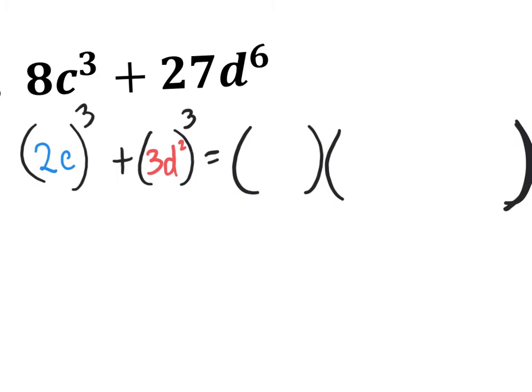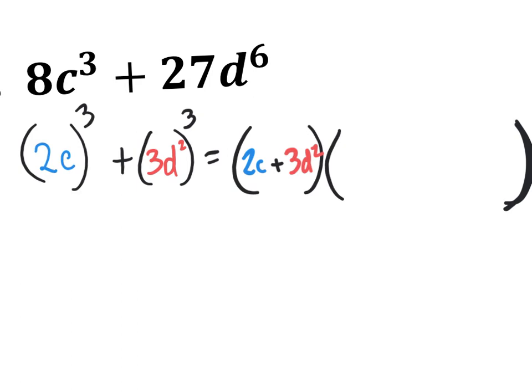What is that first binomial going to be if I apply the sum of two cubes formula? What is the first binomial going to be in our factored form? 2c plus 3d squared. Excellent. You're going to take the same exact thing here, but without the cubes. So it's going to be 2c plus 3d squared. And we know it is a plus because it was a plus here. And again, you just rewrite this, but without the cubes, and that's your first binomial.